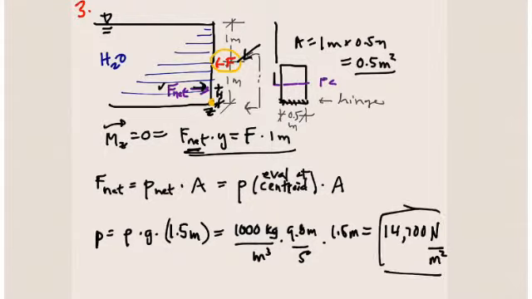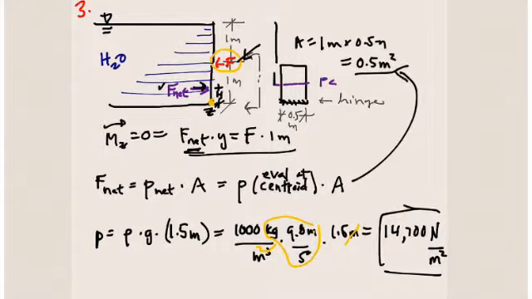That should be the units. Let's just make sure that's true here. I have kilogram meters per second squared, which is a newton, and then this becomes meters squared. So newtons per meter squared. We're in good shape. 14,700 newtons per meter squared. The area, again, we know is half that.